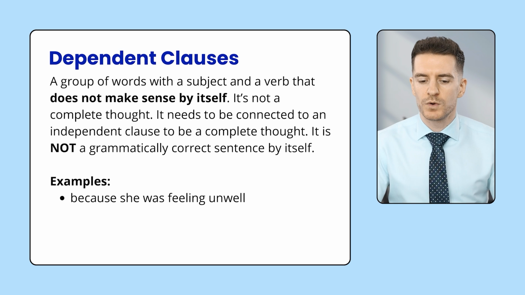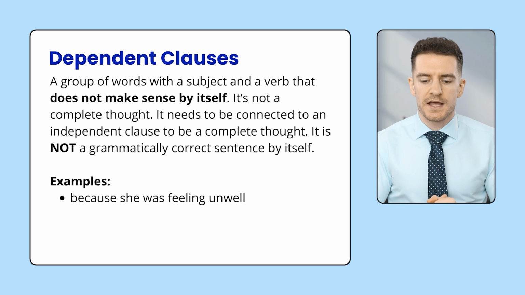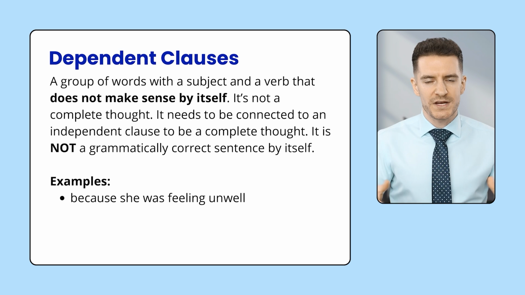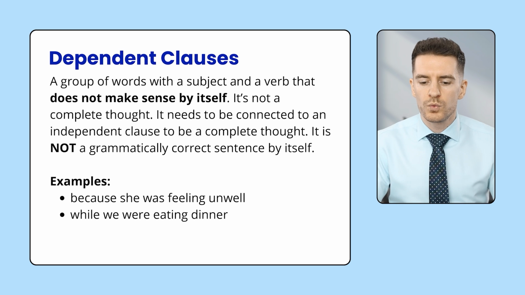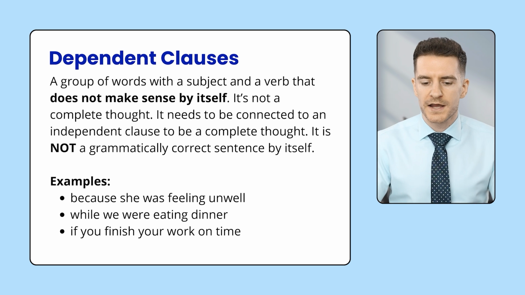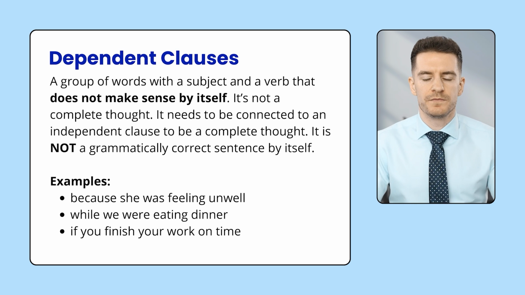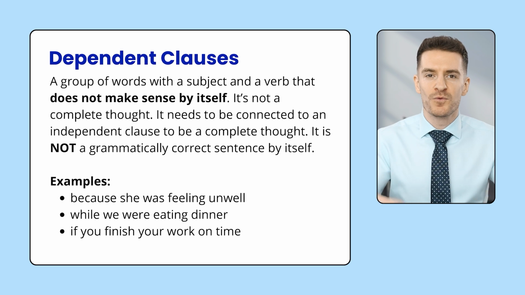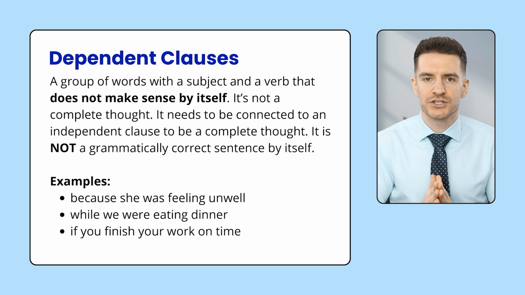Because she was feeling unwell. Well, if you read this, yes, there is a subject and there is a verb, but it's just not complete. We need more information. We need something else to make it complete. While we were eating dinner. Well, again, it's not complete. We need more. And finally, if you finish your work on time. So just pretend someone says that to you. If you finish your work on time. Well, okay, but what happens if I finish my work on time? There needs to be more information. So these are examples of dependent clauses.